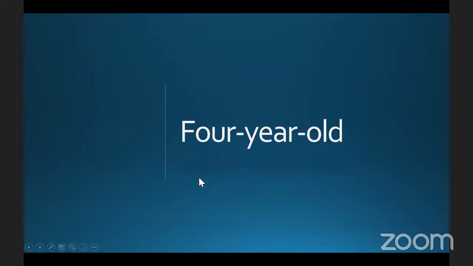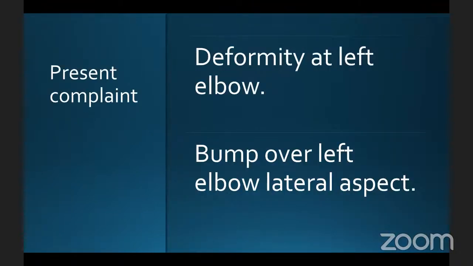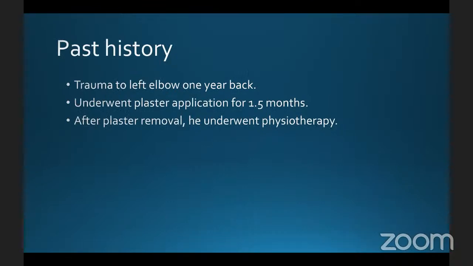This four-year-old male child presented to us with deformity at left elbow and bump over left elbow lateral aspect. There was history of trauma to left elbow 1 year back. He underwent plaster applications for 1.5 months. After plaster removal, he underwent physiotherapy.